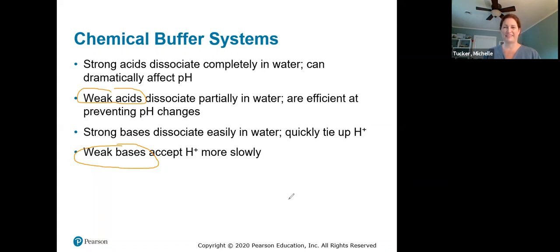That's how they buffer. Okay, so in these systems, when something is acting as a weak acid, it will release a hydrogen ion. And when it is acting as a weak base, it takes a hydrogen ion out of solution. So it's going to bond and tie up this hydrogen and take it out of solution. So weak acids release hydrogen ions. Weak bases accept them and tie them up.